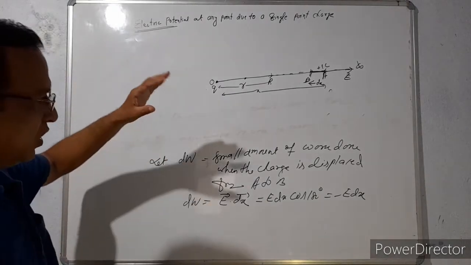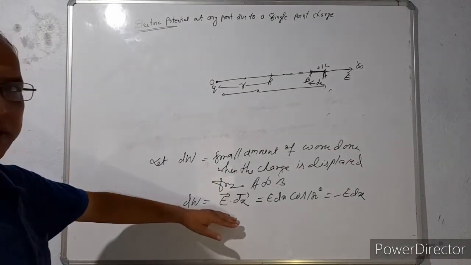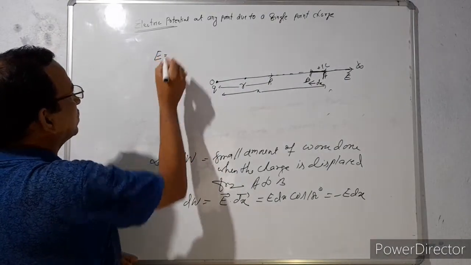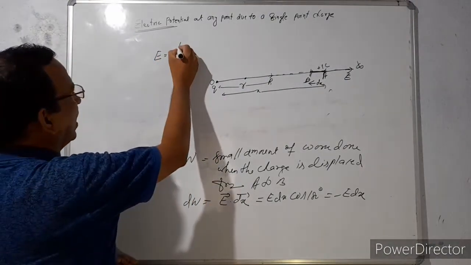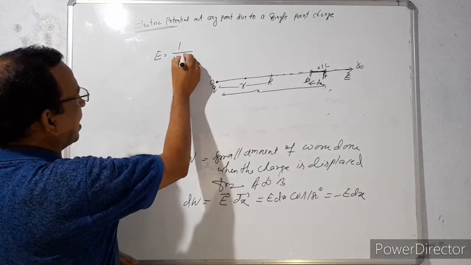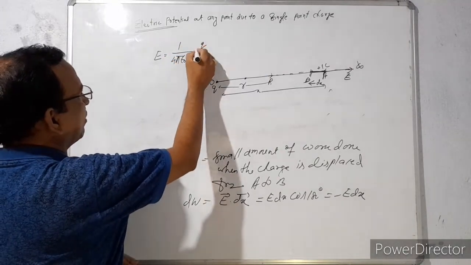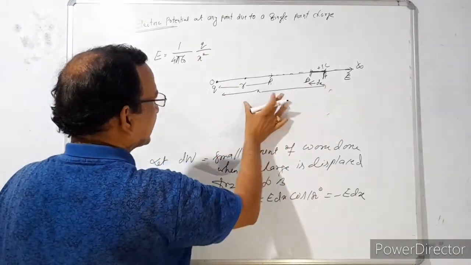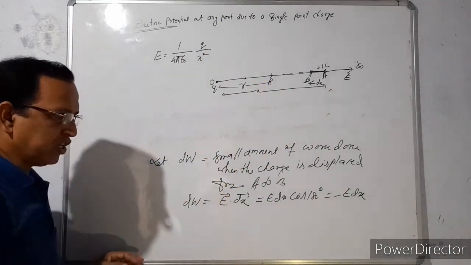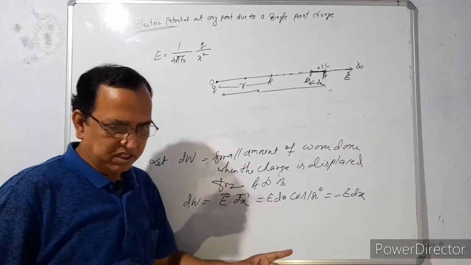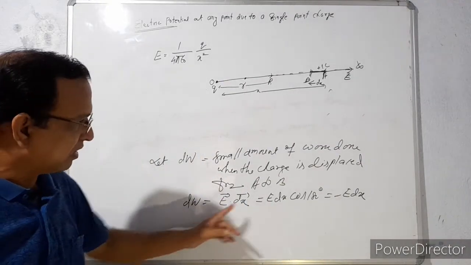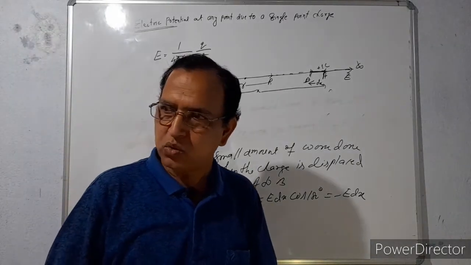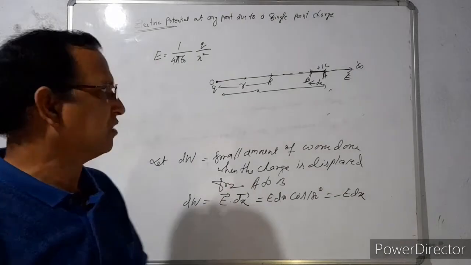Then what is E? What is the intensity? In this case, E is equal to 1 by 4 pi epsilon naught q by x square at position A. Clear? So that is minus E dx. Why? The angle is 180 degrees.